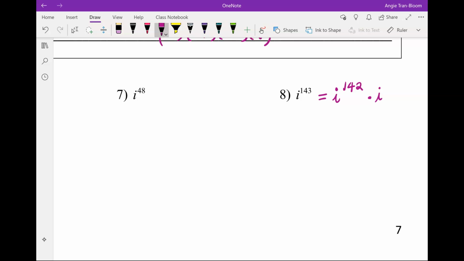So technically, you guys can break it up to sets of i to the 4th, or sets of i to the 2nd, okay? But usually, i to the 2nd is easier to divide. As long as the number is even, you can divide by 2 nicely, okay? So, i to the 142 is i squared to the what power again? 71 times i. Well, what's i squared?